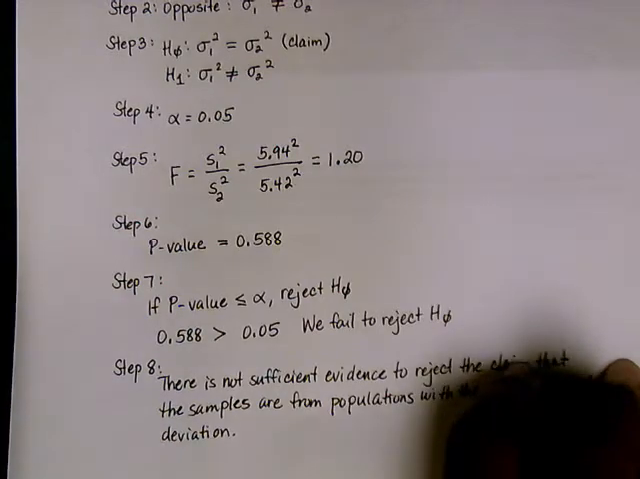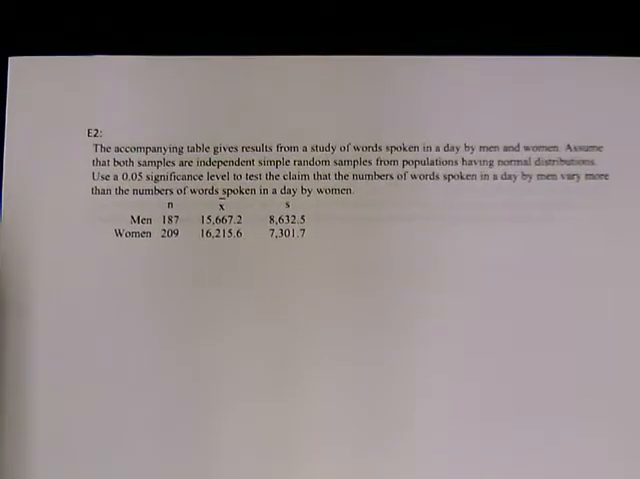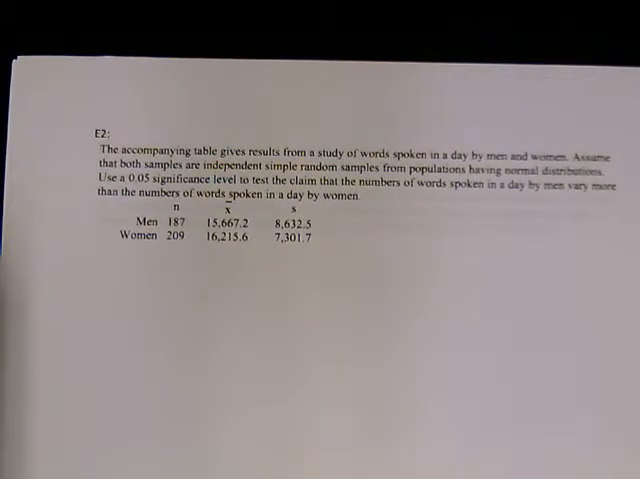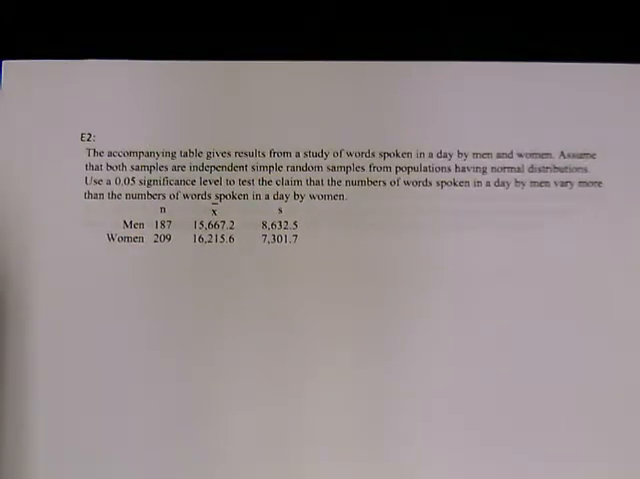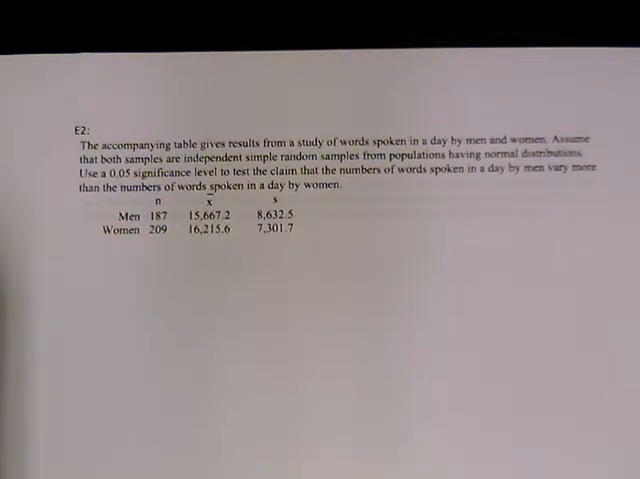Alright, now let's look at another example. This one says, the accompanying table gives results from a study of words spoken in a day by men and women. Assume that both samples are independent simple random samples from populations having normal distributions. Use a 0.05 significance level to test the claim that the number of words spoken in a day by men vary more than the number of words spoken in a day by women.